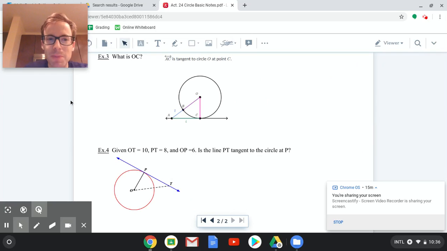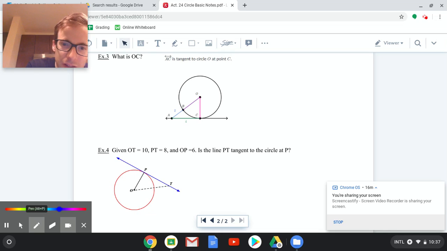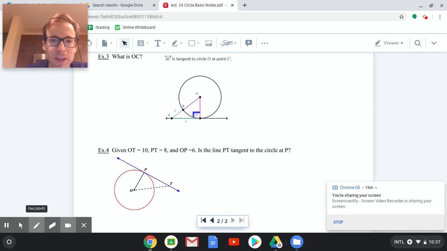I'm going to skip example 2. I'm going to save that for a later time because the algebra is complex for the time being. So on example 3, it says, what is the measure of OC? This is given information. Line AC is tangent to circle O at point C, which is important. So if we know line AC is tangent and we see OC is the radius, we know there is a right angle at that point of tangency based on the theorem we just looked at.